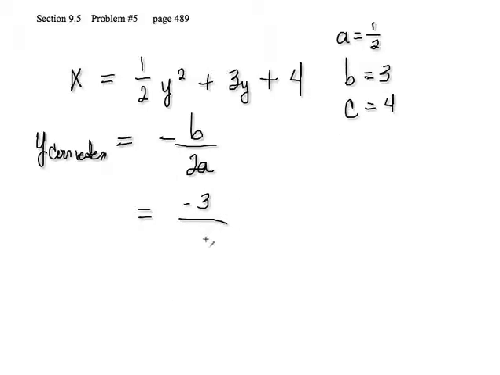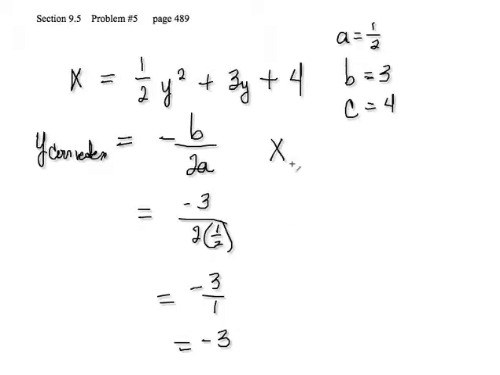So it's going to be -3 over 2 times 1/2. 2 times 1/2 is 1, so it's going to equal -3 over 1, or just -3. That's going to be the y coordinate of the vertex.